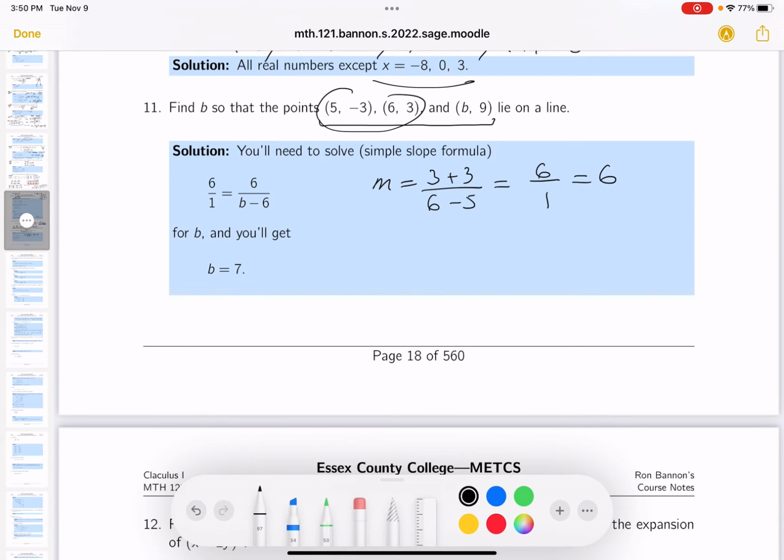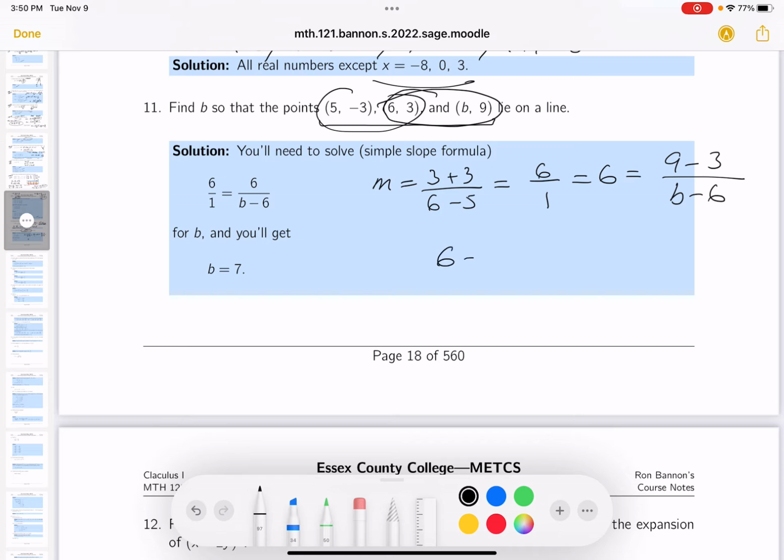Now you could take any other 2 points that you want. And I'm going to take, I don't know, I guess I'll take these 2 here. And that slope also has to be 6. And what would that give me? Well, the change in y, 9 minus 3 over the change in the x's, which is going to be b minus 6.